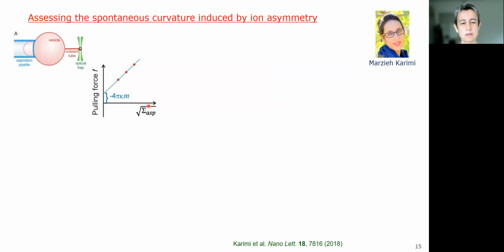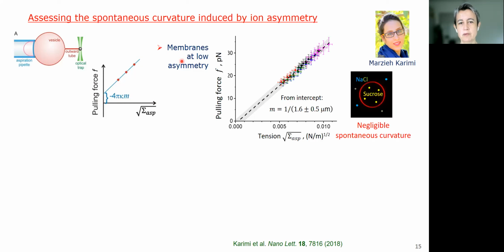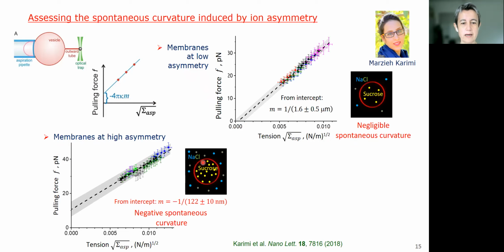Then Marzi Karimi did the same exercise, measuring the force as a function of the square root of the tension and looking at the intercept. For the membranes at low asymmetry, the intercept was negligible, which suggested negligible spontaneous curvature. But for membranes with high asymmetry, the intercept was substantial, corresponding to negative spontaneous curvature, which means that the membrane wants to bend away from the salt.